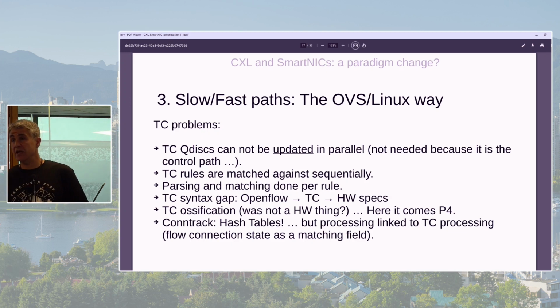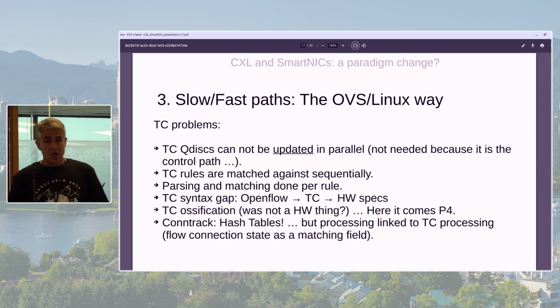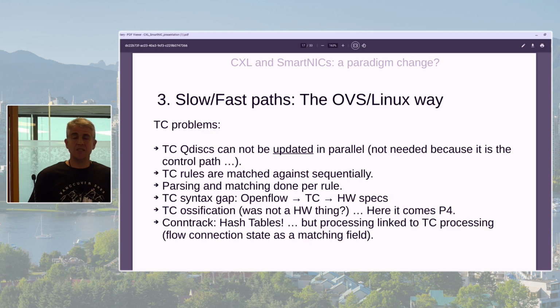This is the misconception that I'm referring to. The rate of change does matter. Also, if you have a good number of rules, the matching is going to be sequential. One rule doesn't match, then the next rule, which is hardly optimal. The parsing and matching is done per rule.